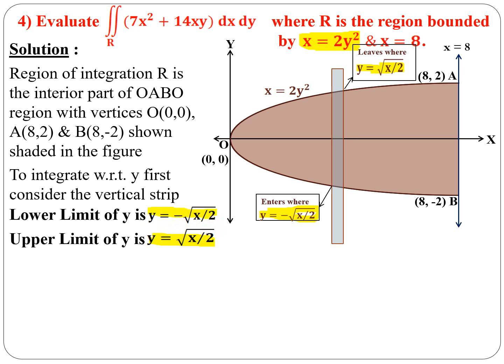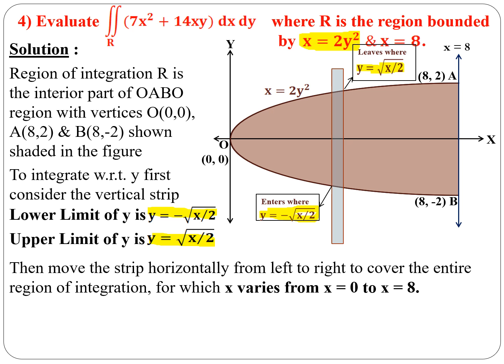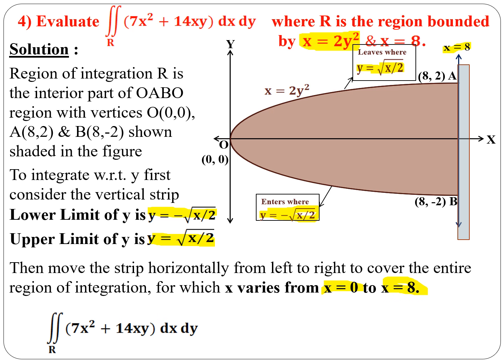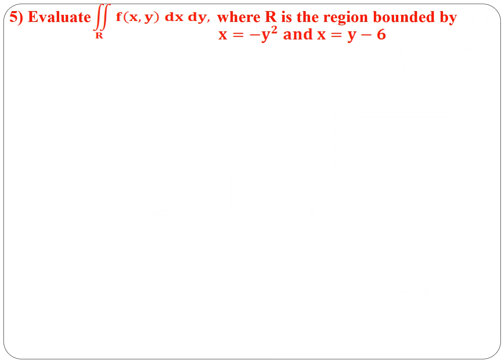Okay, now to find the limits for x, we will move this strip horizontally. If we move this strip horizontally, it starts from 0 and ends at the AB line. So the lower limit of x is 0, and for the AB line the equation is x = 8, so the upper limit of x is 8. Okay, now we will put it in the integration.